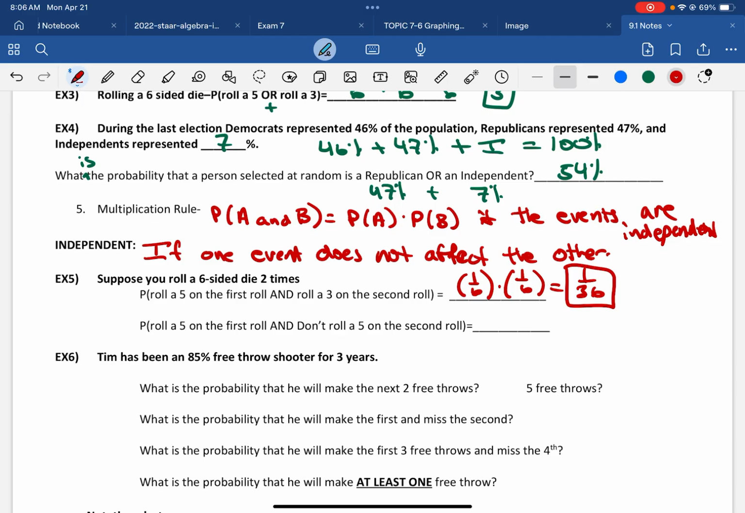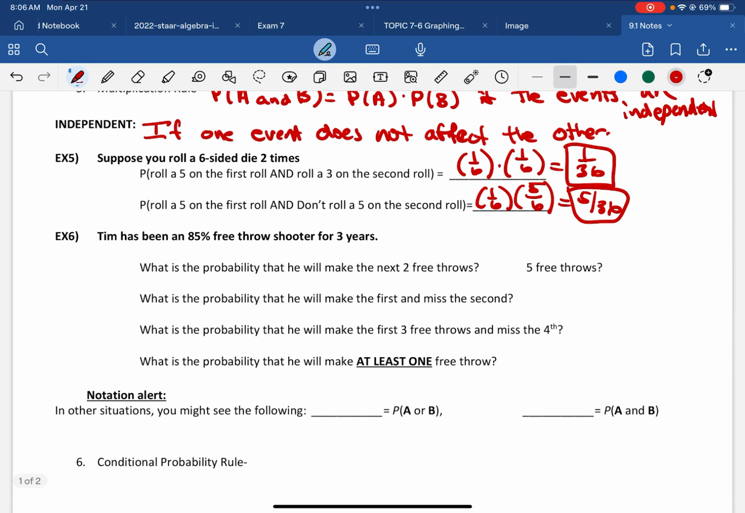Suppose you roll a 5 on the first roll and don't roll a 5 on the second roll. So the probability of rolling a 5 is 1 out of 6. The probability you don't roll a 5 is 5 out of 6, which gives 5 out of 36. Okay, all right. Going back to Tim, shooting free throws.